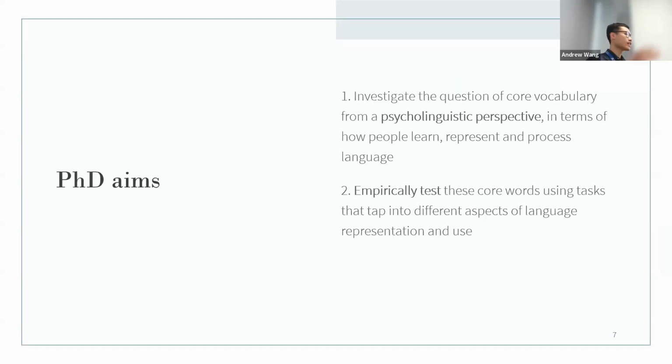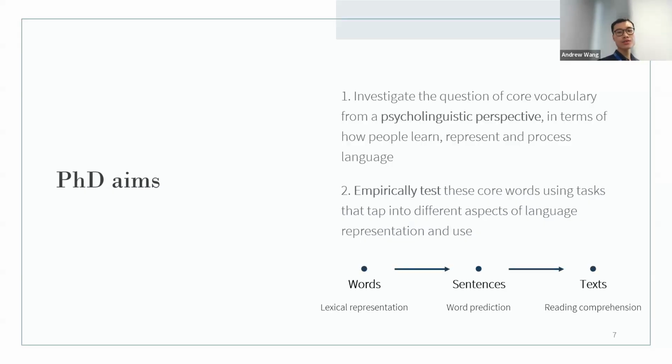So that is really the key motivation behind this project. And so the aim of this project is to investigate this idea of core vocabulary, but to approach it from a psycholinguistic perspective and look at how people learn and represent and process language. And then to empirically test these measures of core words that we derive empirically using tasks that tap into different aspects of language representation and use. And as we'll see, these core words also provide insights into these capacities of representation, processing, and communication themselves.